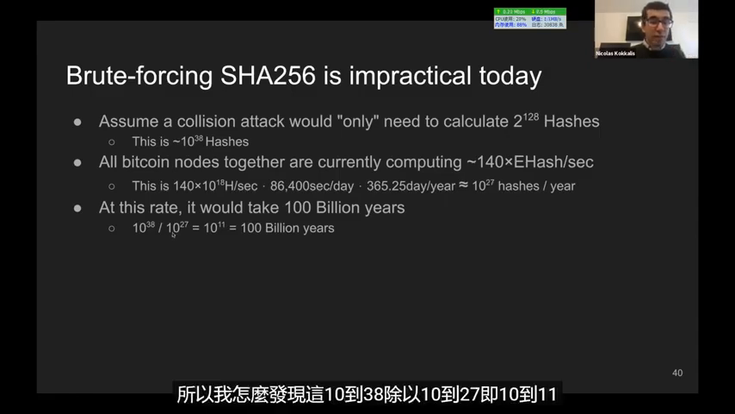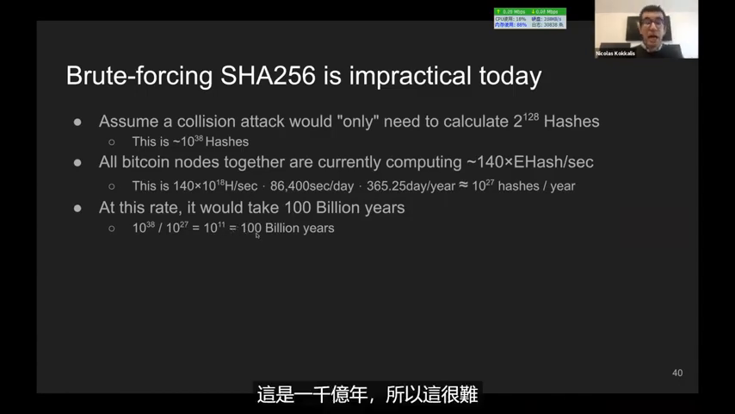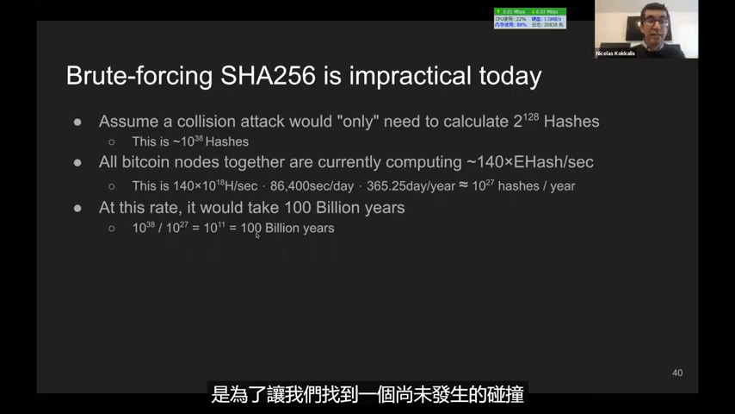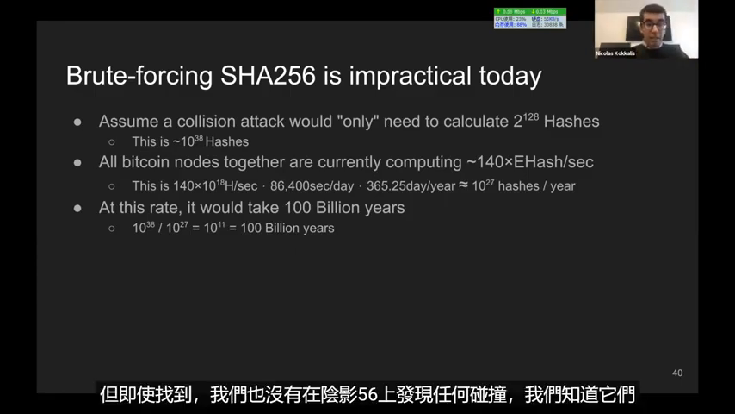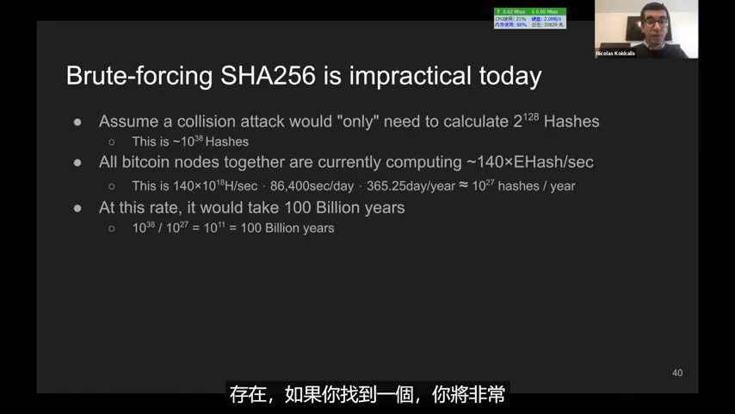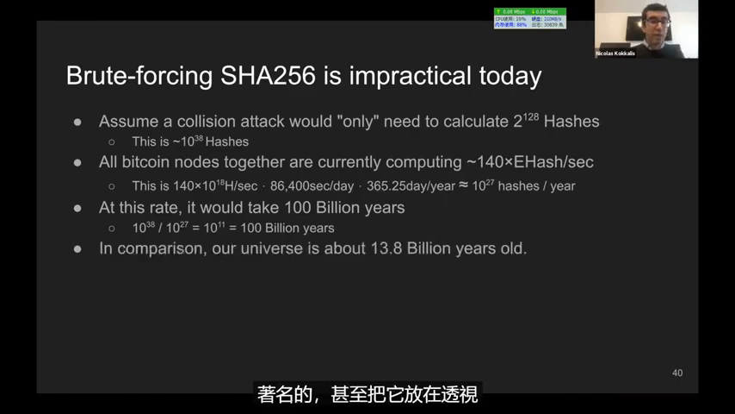So how did I find this? 10 to the 38 divided by 10 to the 27, that's 10 to the 11, which is 100 billion years. So that's how hard it is for us to find a single collision, not yet to impersonate Alice. That would be even more difficult, impersonating Alice specifically. We haven't found any collision on SHA-256. We know they exist. If you find one, you will be extremely famous.